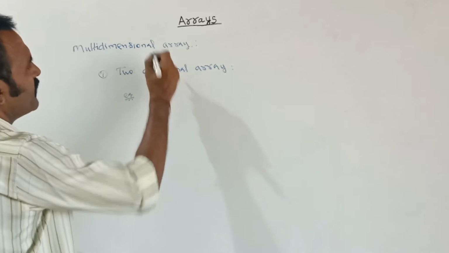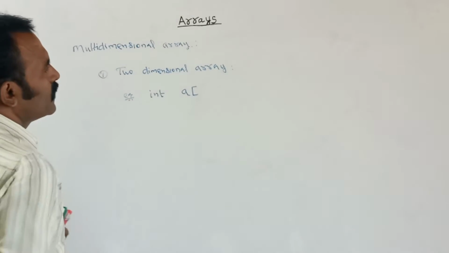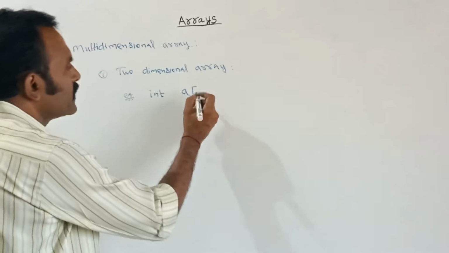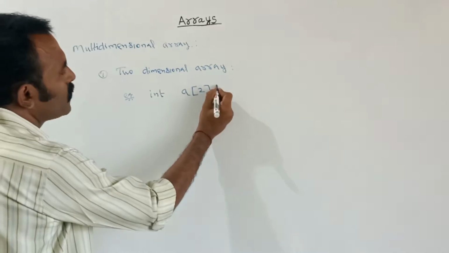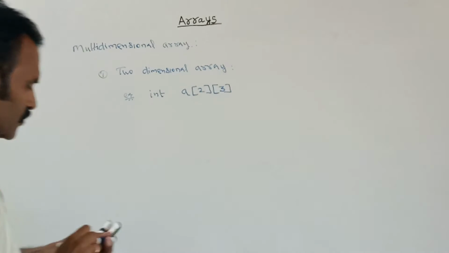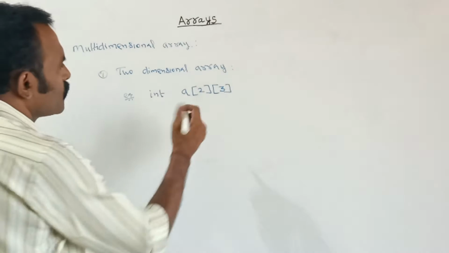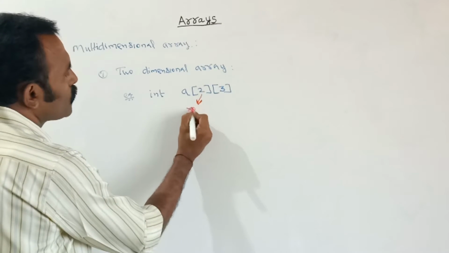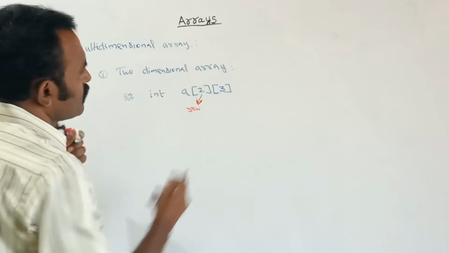let us assume this variable name as a. Here it has two subscript values. The first one, let us assume 2, is the row, and the second subscript value 3 is the column. So a is the variable, and it has 2 rows and 3 columns.